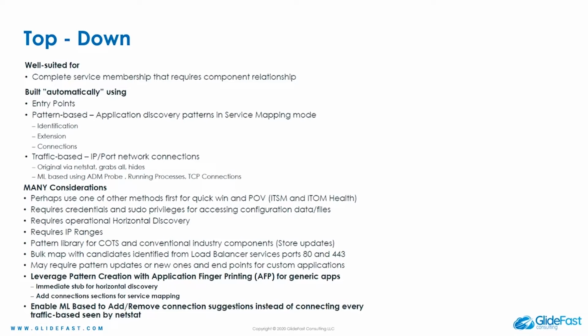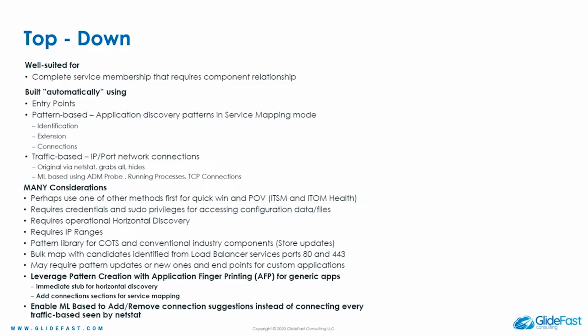There's also a new feature called machine learning connections. So it's kind of the new traffic-based way. Traffic-based is still available, but machine learning is using traffic and the ADM probe to better target the connections. Traffic-based, you click a CI and it gives you all the connections. With machine learning connection suggestions, you get those as well, but you also get suggestions based on the application fingerprinting. It requires credentials, it requires sudo privileges for accessing configuration files and data, and requires operational horizontal discovery and IP ranges.